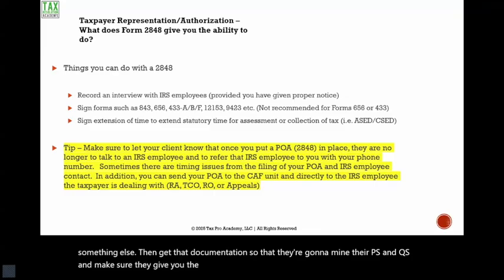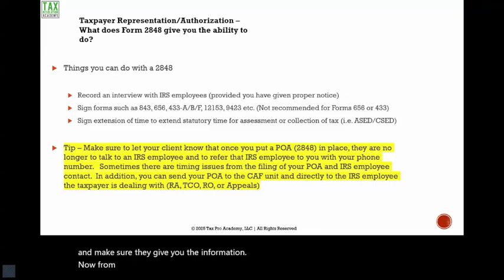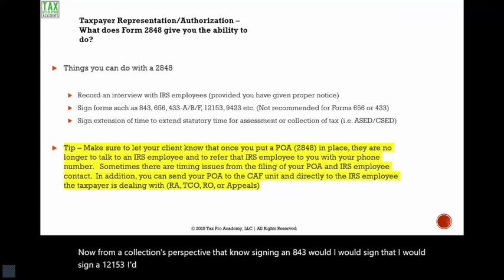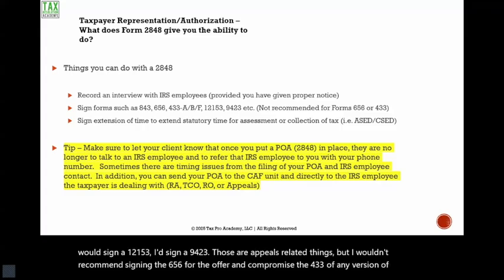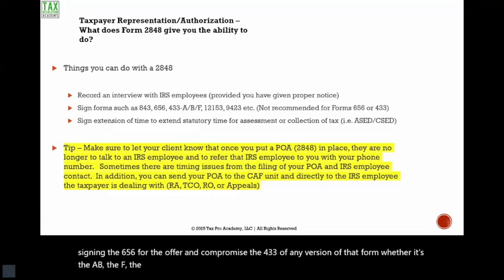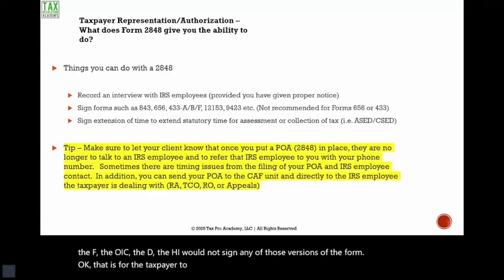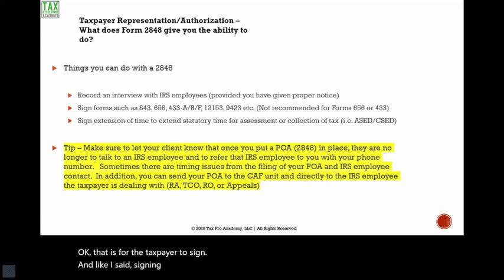Now, from the collections perspective, signing an 843, I would sign that. I would sign a 12153. I'd sign a 9423. Those are appeals related things. But I wouldn't recommend signing the 656 for the offer in compromise, or the 433 of any version of that form, whether it's the A, B, the F, the OIC, the D, the H. I would not sign any of those versions of the form. Okay, that is for the taxpayer to sign. And like I said, signing the extension is fine as long as you have documentation to prove that it's okay for you to sign that.